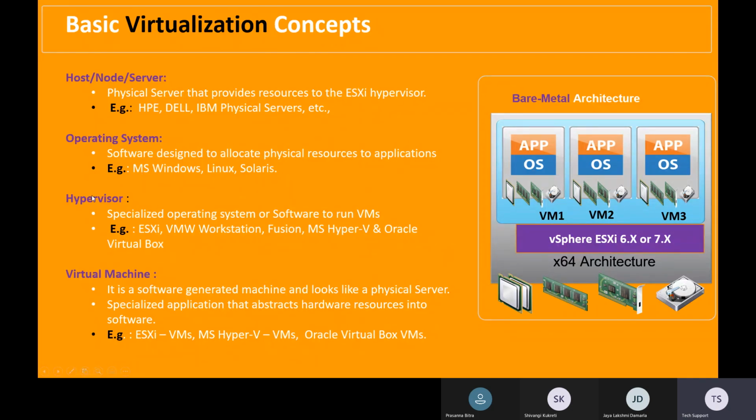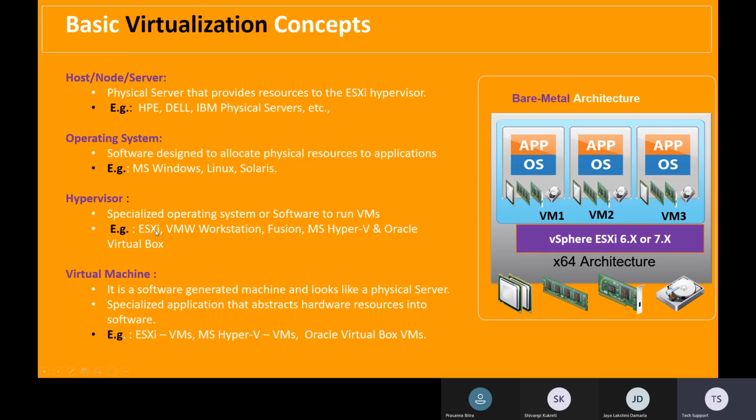A hypervisor is a specialized operating system or software to run virtual machines. That is the main technology. VMware designed the hypervisor at the operating system level also. ESXi is not an application, it's a hypervisor operating system. In our previous lab we installed VMware Workstation, which is also a hypervisor, but it is not an operating system, it's a software hypervisor. The purpose of a hypervisor is to allow you to run multiple virtual machines. ESXi is the operating system, VMware Workstation is software, and Fusion is also software.